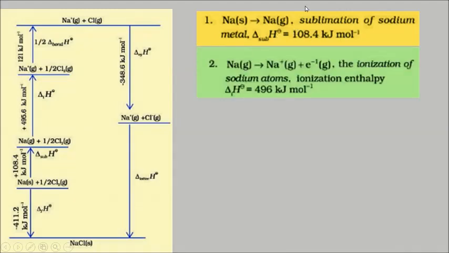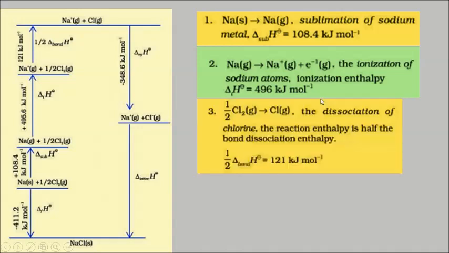The next step is that this gaseous sodium is converted into Na+ in the gaseous state plus 1 electron. Loss of 1 electron occurs. That is the ionization of sodium atoms, which is named the ionization enthalpy. The ionization enthalpy is given as 496 kilojoules per mole.